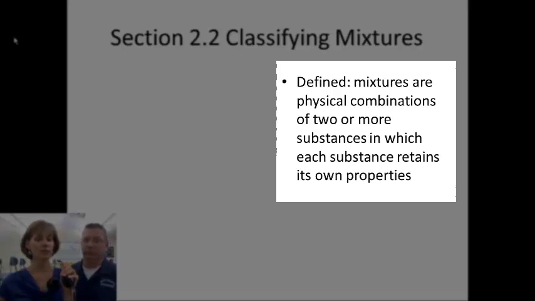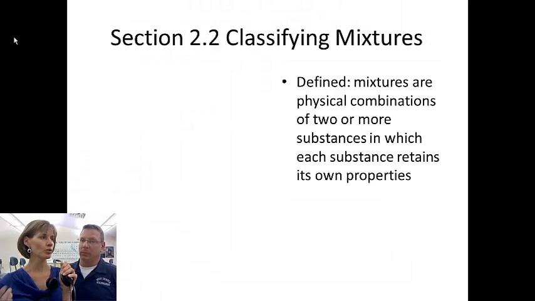Now this is a physical combination, so we could just stir it together. They're just sitting next to each other in a container. They may be intermixed and intertwined, so you can't really tell. It's not like in the cereal example, it's not like all the marshmallows were on one side of the bowl and all the cereal pieces were on the other side of the bowl.